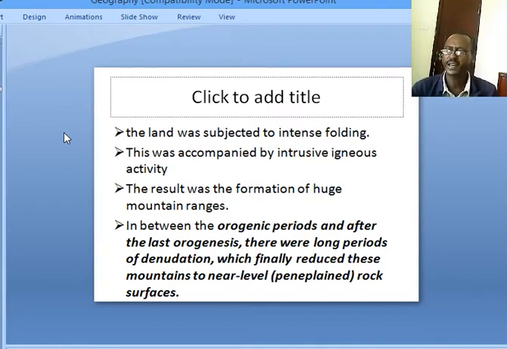In between the orogenic periods and after the last orogenesis, there were long periods of denudation which finally reduced these mountains to new level peneplain rock surfaces. First mountains were formed, and later, by external or internal forces, these huge mountains formed during orogenesis started to become a peneplain rock surface. Because of weathering and other activities, they start to lower and come to denudation after a long period of time.